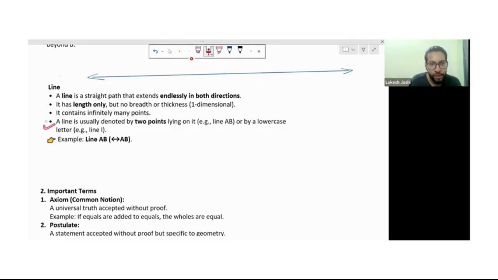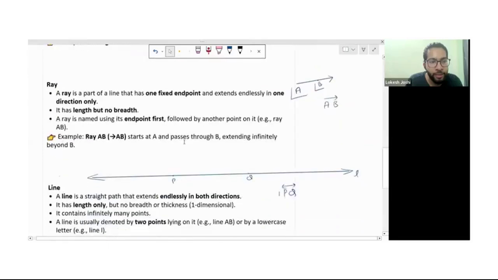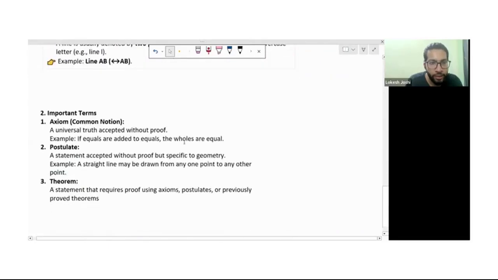Now a line is usually denoted by 2 points lying on it or by a lowercase letter. Okay, which means we can directly say it is a line l, or if there are 2 points P and Q upon this line, we can write it as PQ. Or we can represent it like this, which means it keeps going in both directions. So now it's clear to us what point, line segment, ray and line are. Okay, so you can revise this thing.